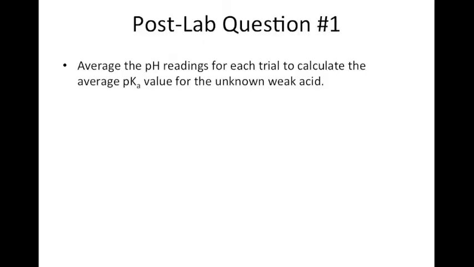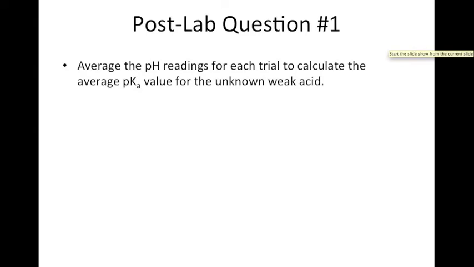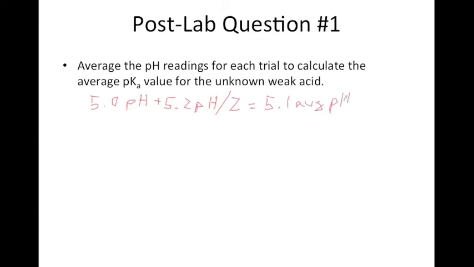Post-lab question: average the pH readings for each trial to calculate the average pKa value for the unknown weak acid. So we get 5, that was our first trial, plus 5.2, that was our second trial, divided by 2. And the average pH is 5.1. Since we were at equilibrium, that's also the pKa.